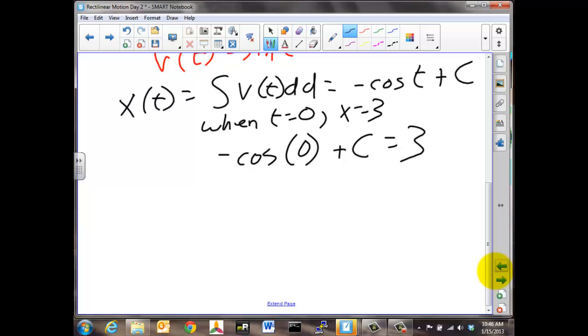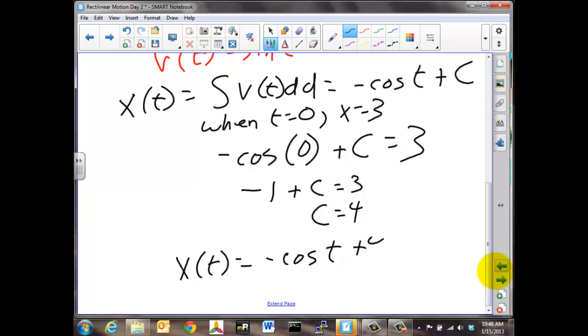Cosine of 0 is 1. So we have minus 1 plus c equals 3, so we get c equals 4. So our position function is minus cosine t plus 4.